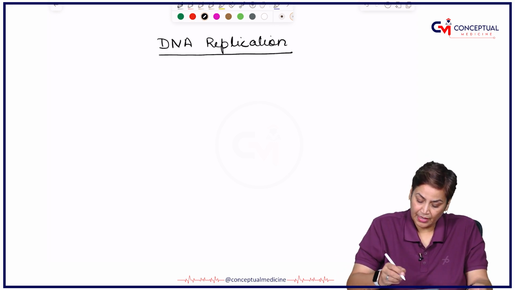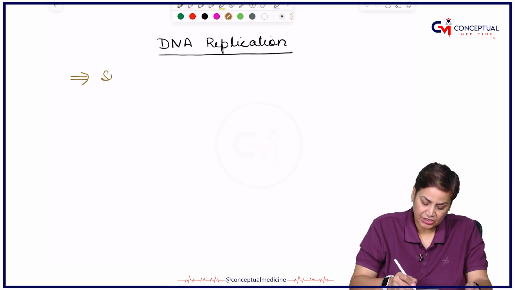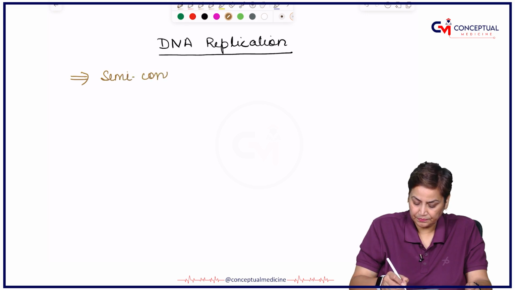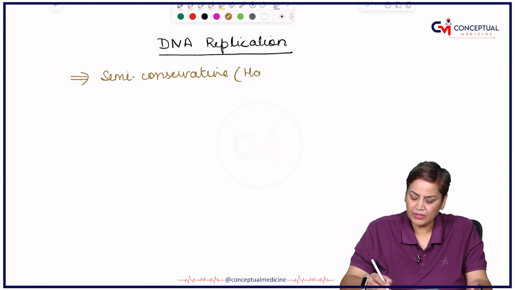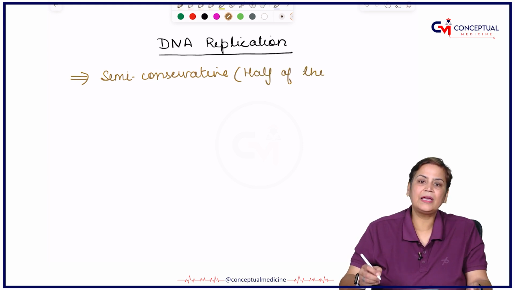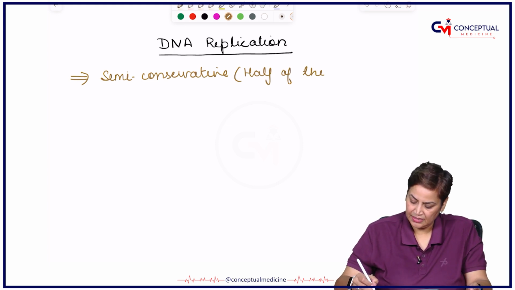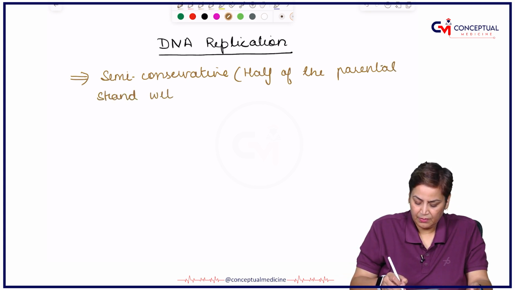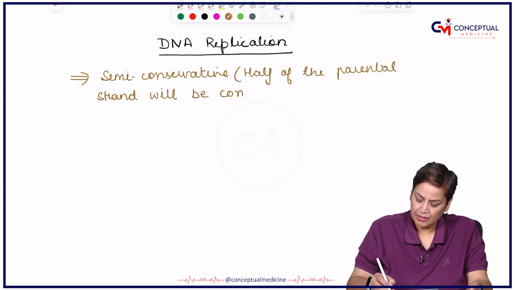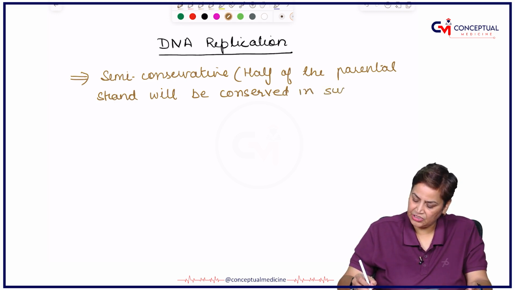So first of all, if we talk about DNA replication, always remember it is semi-conservative in nature. Very important. It is semi-conservative. What do we mean by semi-conservative? That half of the parental strand will be conserved in the successive generations.